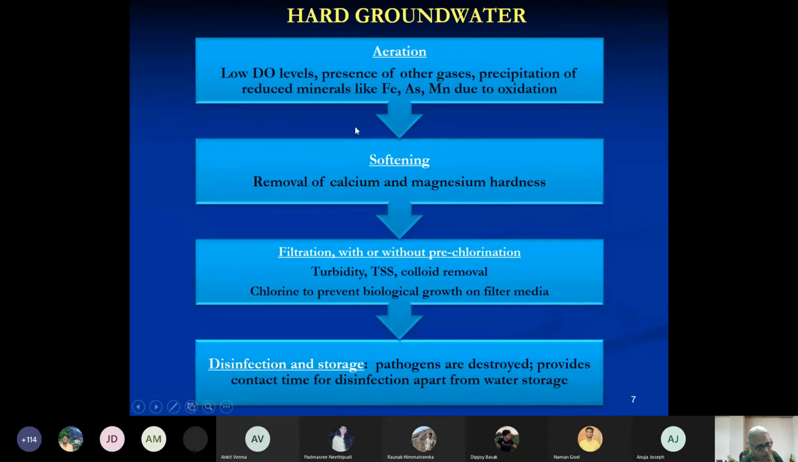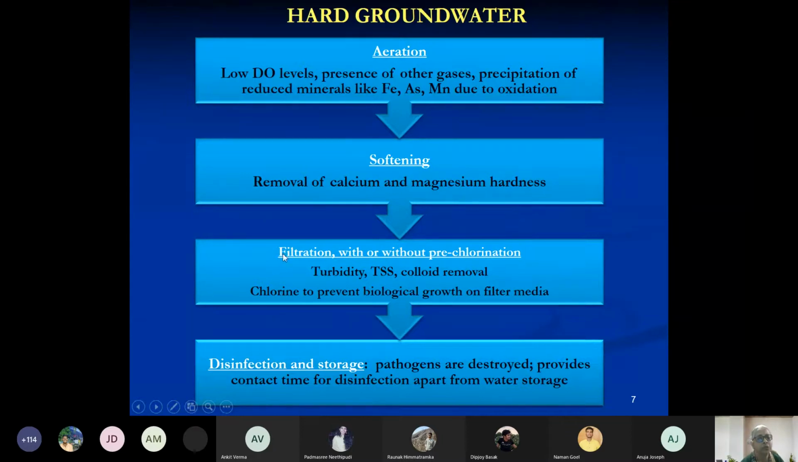And the next one is softening. So we need to remove calcium and magnesium. And if I want to remove calcium and magnesium, we have two options. We have lime and soda softening, and we have ion exchange. Ion means ION, ion exchange, because these two elements are found in ionic form. So it's Ca2 plus and magnesium 2 plus. So these ions can be removed by ion exchange processes. So we will take a look at that.